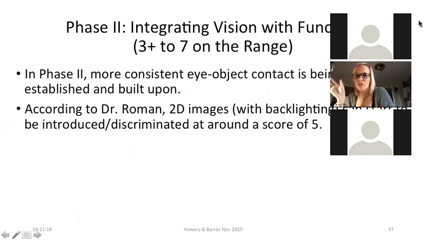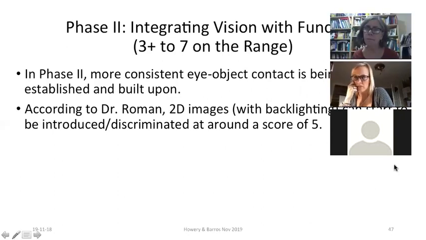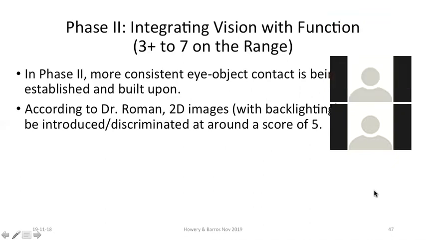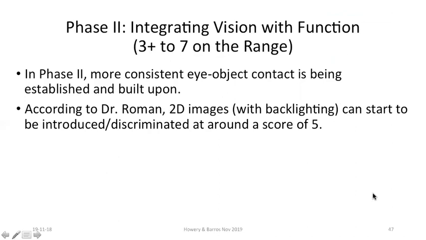So phase two, if the score comes out between a 3+ and a 7, we would say the student is in phase two on the range. And in phase two, you're seeing more eye to object contact. Vision is becoming more predictable, more reliable. According to Dr. Roman's range, this is when it would be more appropriate to introduce 2D images with backlighting, if you're around a 5 on the range. Again, depends on the kid.